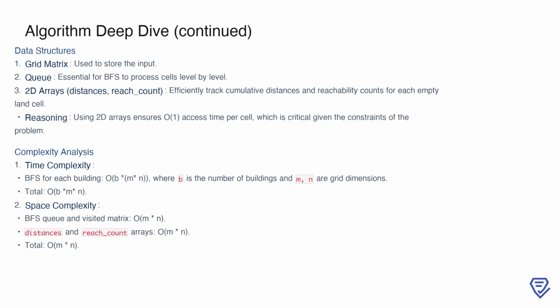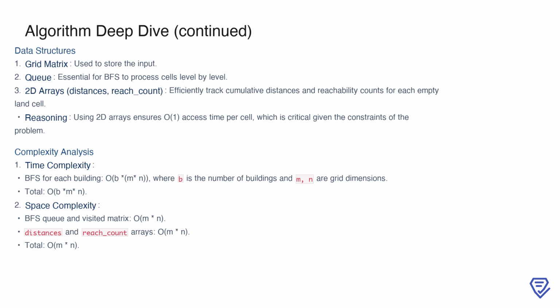The algorithm uses several data structures to achieve its goal efficiently. The grid matrix itself is the input, representing the layout of buildings, empty land, and obstacles. A queue is essential for managing the BFS process, allowing cells to be processed in the correct order. 2D arrays, distances and reach_count, are used to store the cumulative distances and track how many buildings can reach each empty land cell. These arrays provide O(1) access time for each cell, which is crucial given the problem's constraints.